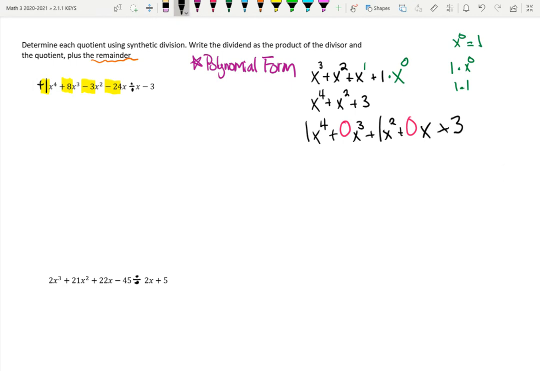plus 3. In order for synthetic division to work, you need to have it be in polynomial form, and then you divide using synthetic.